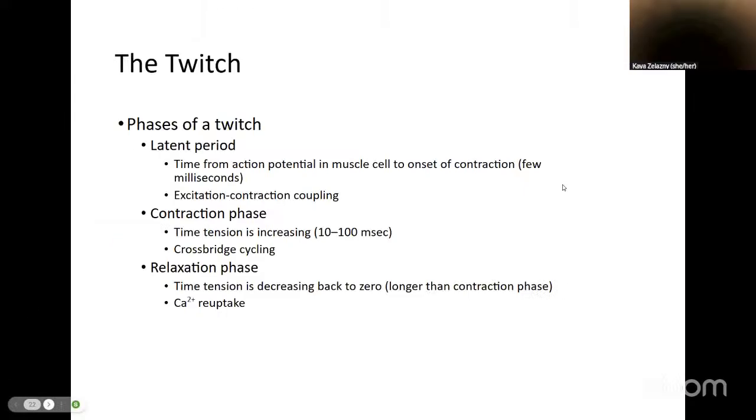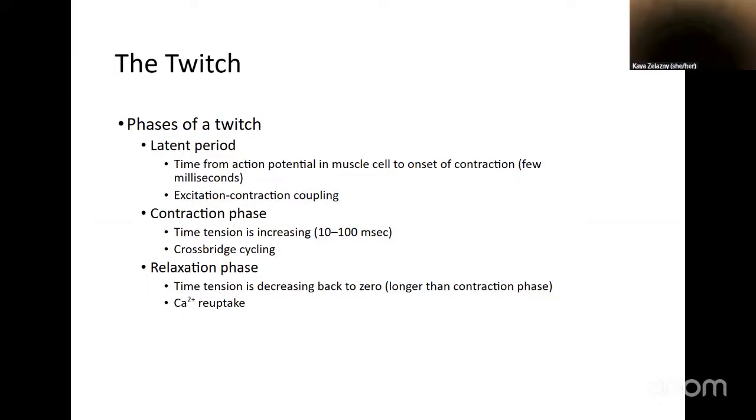Okay. All right. So when we're talking about a twitch, we're going to think about it in phases, kind of like when we were looking at action potentials. Our big goal is to understand contraction. At first, we're going to have a bit of a latent period, a little bit of a timeline from when that action potential goes down our muscle cell, down that muscle fiber, to when we actually see sarcomeres shortening, when we actually see contraction happening.